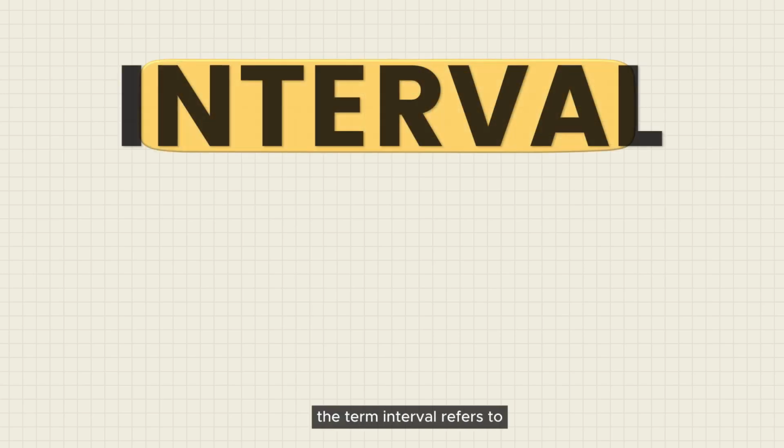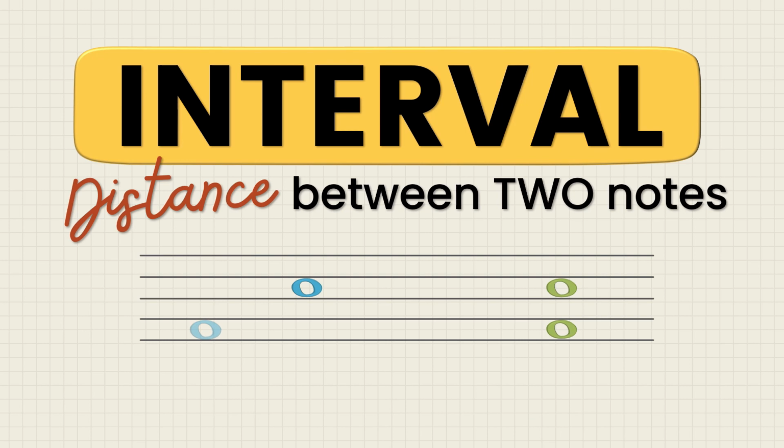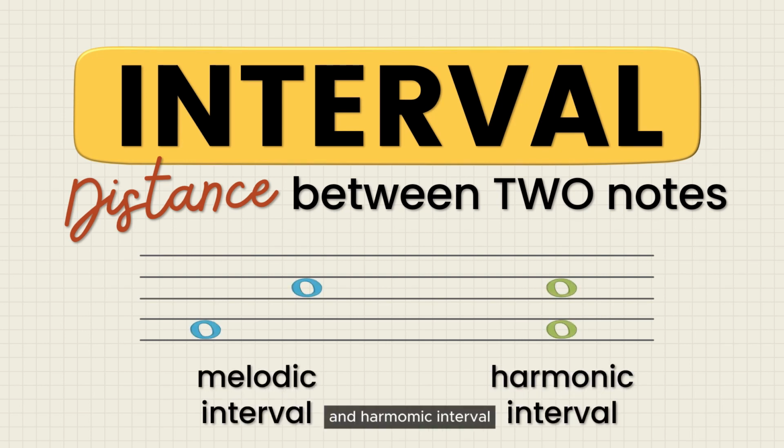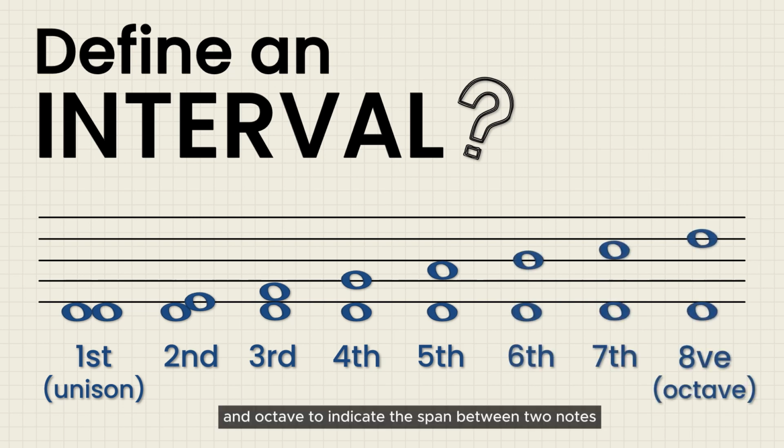In music, the term intervals refers to the distance or span between two notes. There are two types of intervals, melodic intervals and harmonic intervals. We use numbers like unison, second, third, fourth, fifth, sixth, seventh, and octave to indicate the span between two notes.